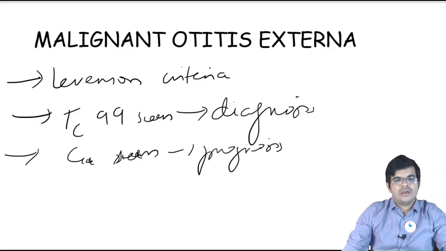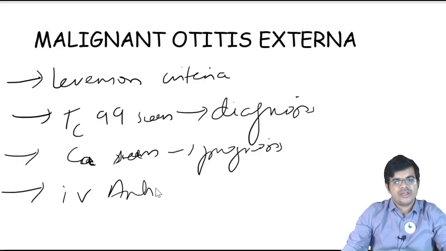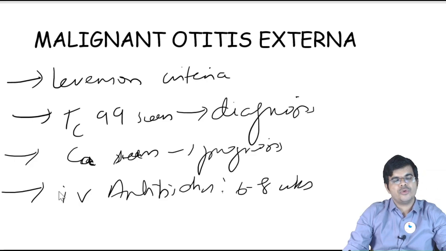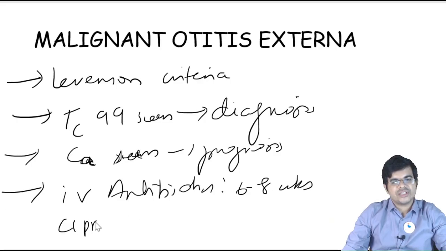Now this condition has to be treated with IV antibiotics for 6 to 8 weeks minimum. Six to eight weeks minimum it will have to be taken, and these antibiotics, as I already told you, are the antibiotics that are to be directed against the pseudomonas. And even at discharge you will have to give ciprofloxacin, and ciprofloxacin has to be given at a higher dose of about 750 mg BD.